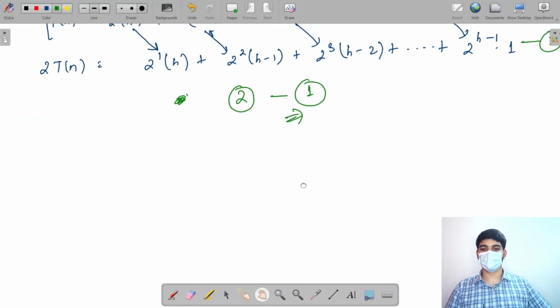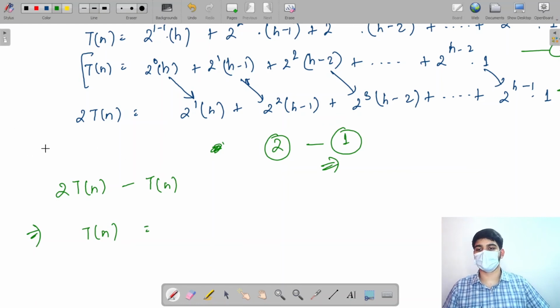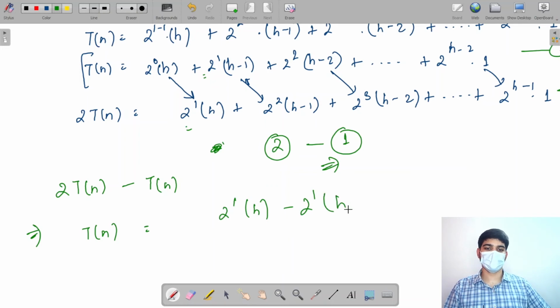What would this mean? If we look at the left hand side of equation 2, we have 2 of T of n minus, what is my first equation? T of n, right? So if I subtract this from this, I would get T of n, of course. So let's see what we would get on the right side. If I had to subtract this from this, so if I had to subtract 2 raised to the power h minus 1 from 2 raised to the power h, right?